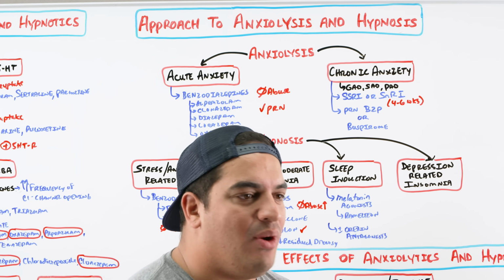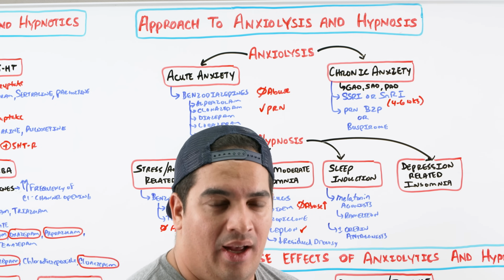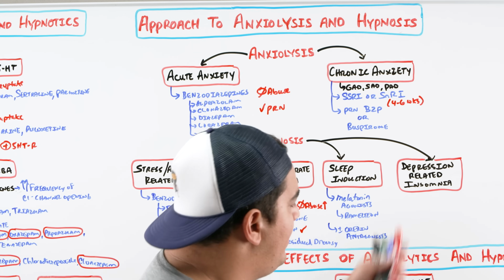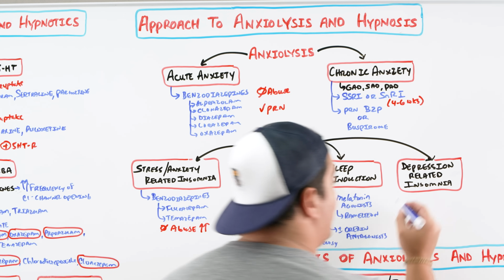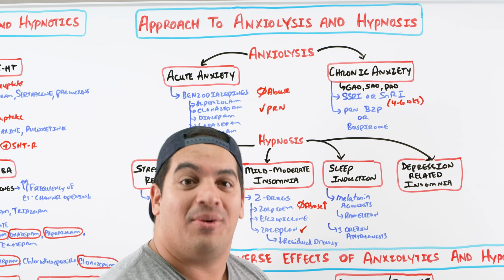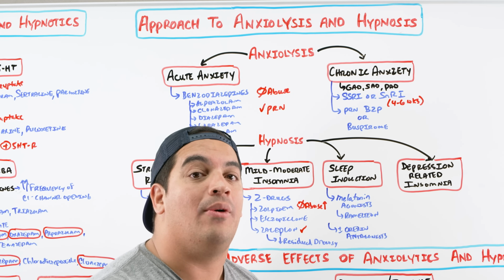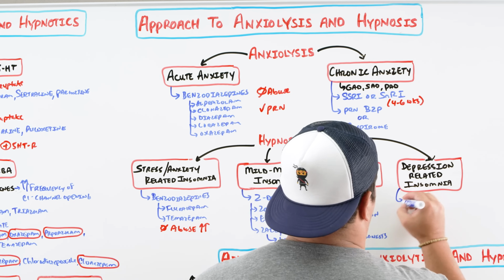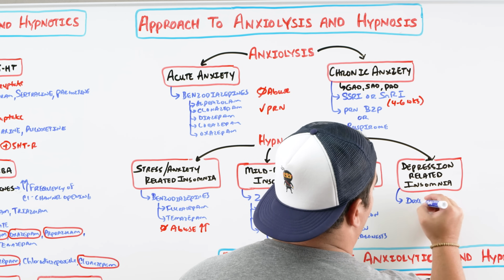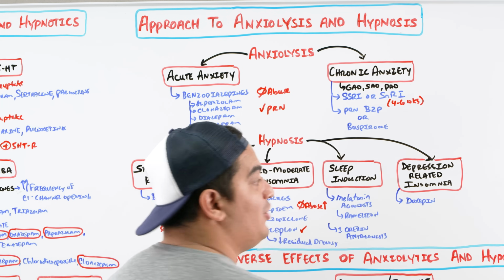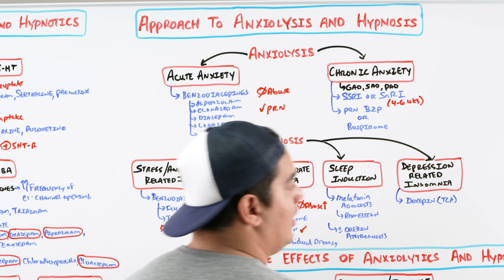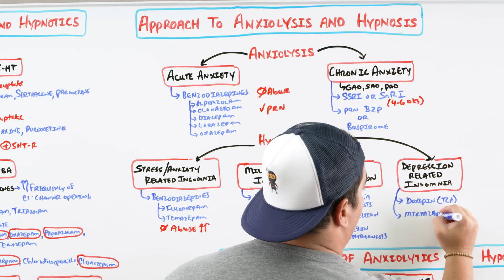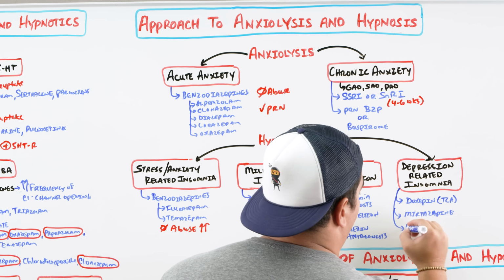The last one is the patients who have a lot of depression-related anxiety. Depression, anxiety, but particularly more depression-related insomnia. In this particular situation, I would go with the drugs that have antidepressant functions. Ones that really jack up the serotonin, but also block the histamine action. And so this is where I would use particular drugs such as Doxepin. Doxepin would be one, that's the tricyclic antidepressant. I would also go with the Mirtazapine or Trazodone.